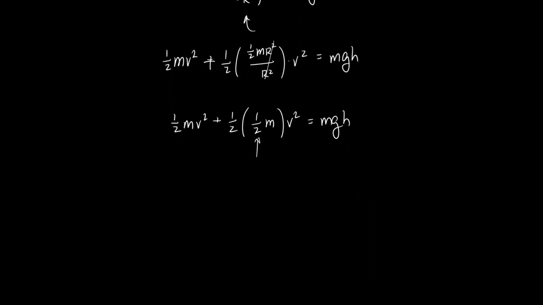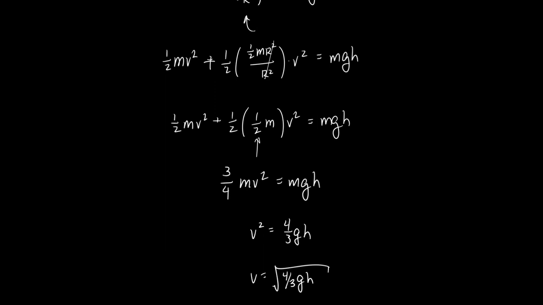So this is just 1/4, so the whole thing becomes 3/4 mv squared, which equals mgh. Again, we're interested in v, so cancel out the m's, and we get v squared equals 4/3 gh. So v is the square root of 4/3 gh.